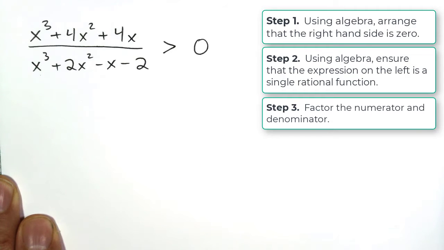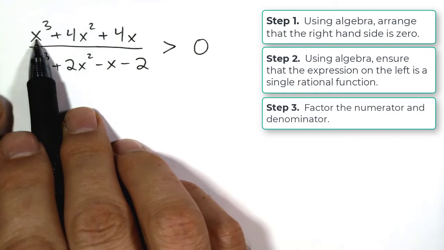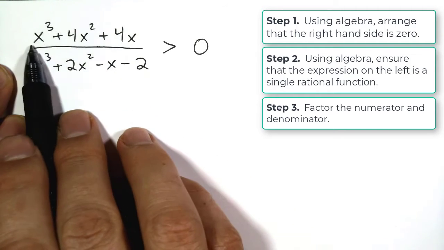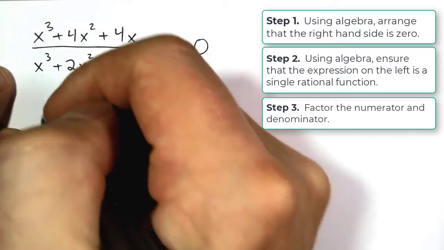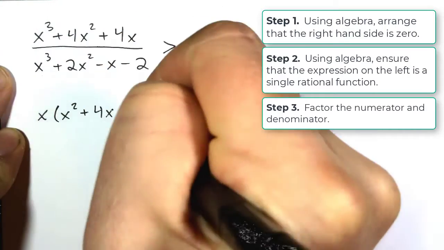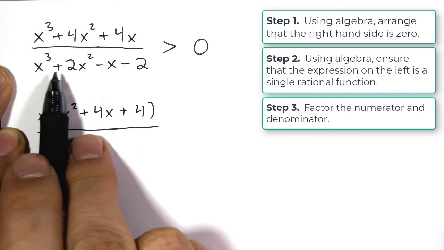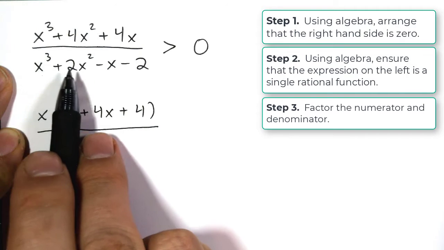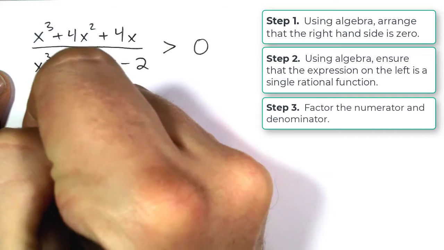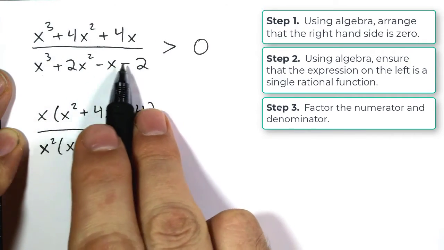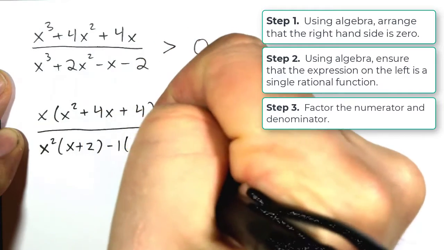Okay, so let's check our work together. I'm noticing that in the numerator, I see a GCF, a greatest common factor, is x. So I can factor out the x. And in the denominator, I think we can factor by grouping. In the first two terms, I can see they have a common factor of x squared, so I'll factor that out. And in the second two terms, they have a common factor of -1, so I'll factor that out.